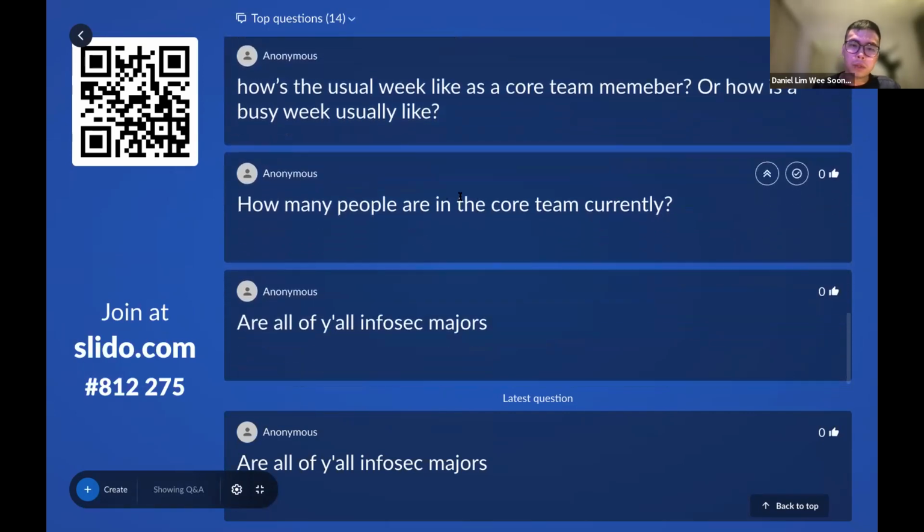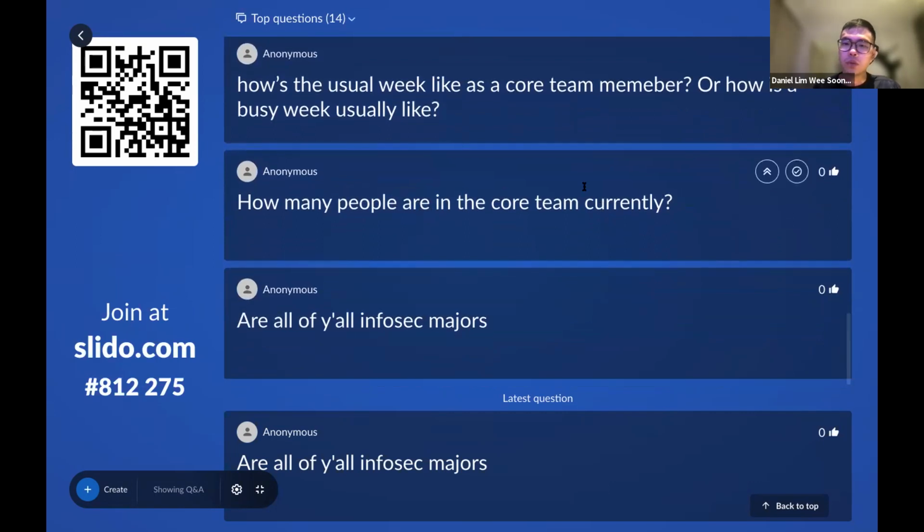And then how many people are in the core team currently? We have around 20 people for now. We have a lot of people from InfoSec and a lot of people from CS. I am from CEG and we have another guy from CEG.